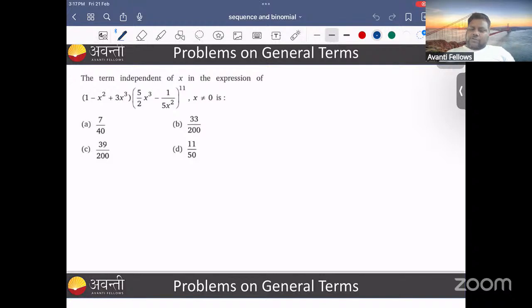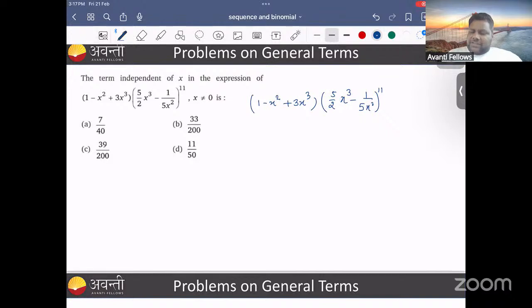All right. So the question is: the term independent of x in the expansion of (1 - x^2 + 3x^3)(5/(2x^3) - 1/(5x^2))^11. Now you are looking for the coefficient of x to the power 0, that means the term independent of x.